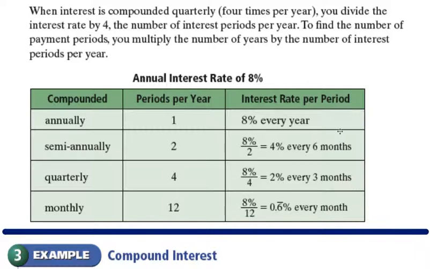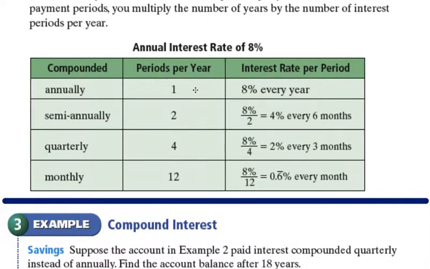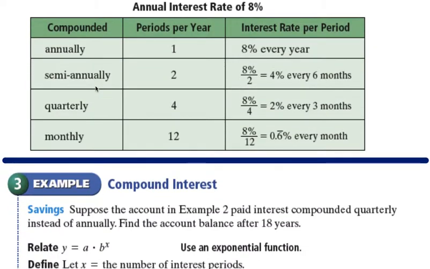This is a nice little table that you have here. Annually would be 1 time per year. Semi-annually is twice. Quarterly, 4 times per year. Monthly is 12. So this is what you would do: you would take your interest rate and divide it by the number of times it's being compounded in a year. Our favorite is annually because we don't have to do anything to it. You would just divide it by 1, which leaves it as the original number.